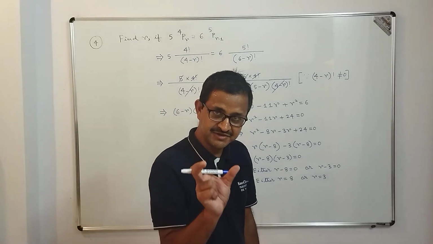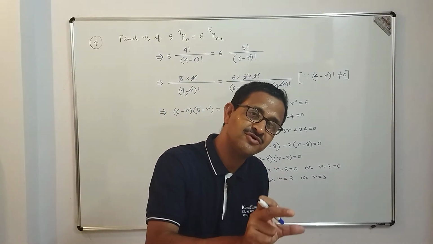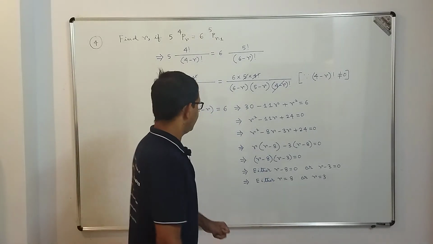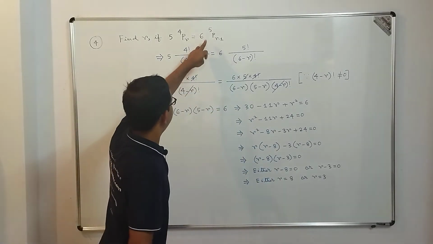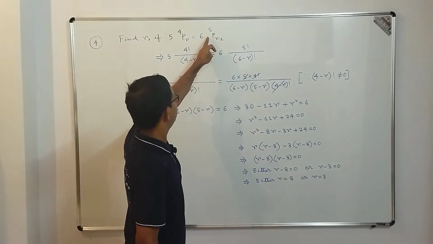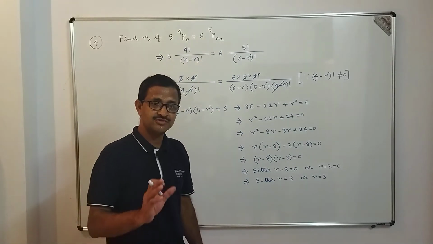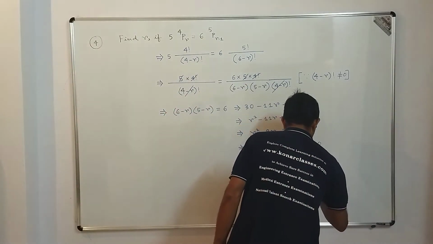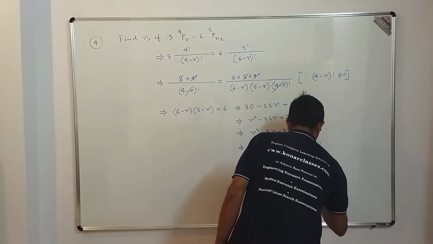Means taking 8 distinct objects from the 4 distinct objects. How is it possible? That is not possible. In a similar manner, 5P(r-1), when you take r equal to 8, that means 5P7. That also doesn't make sense. So what is the acceptable value of r? The acceptable value of r is equal to 3.